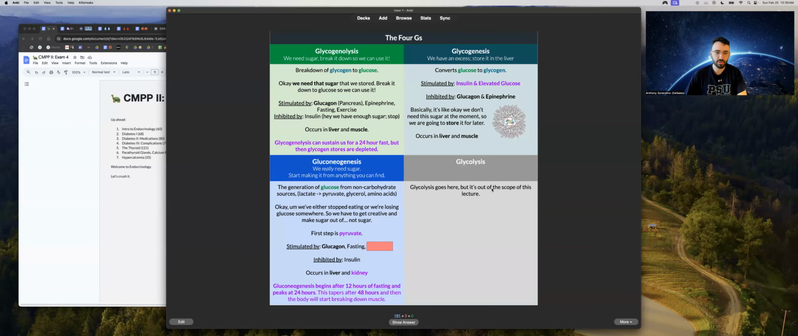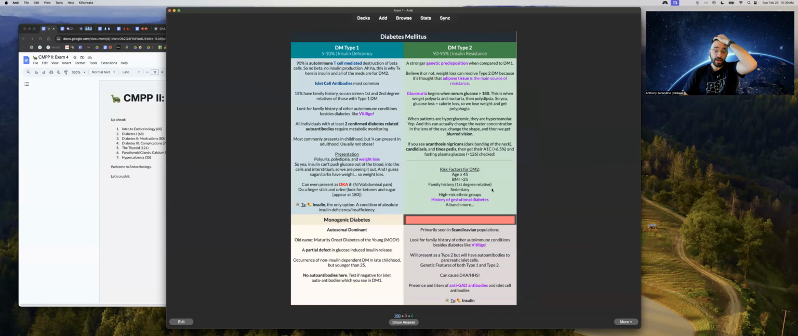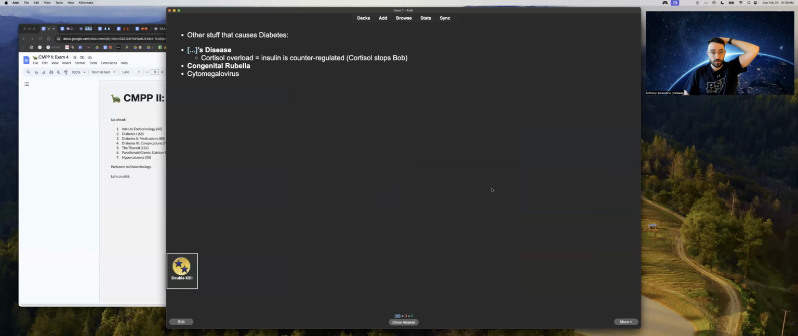What stimulates gluconeogenesis? Glucagon, fasting, acidosis. Bottom right, LADA. Other stuff that causes diabetes: Cushing's. Because there's a cortisol overload, cortisol is also anti-insulin. We didn't have that on the other one, but that's important.